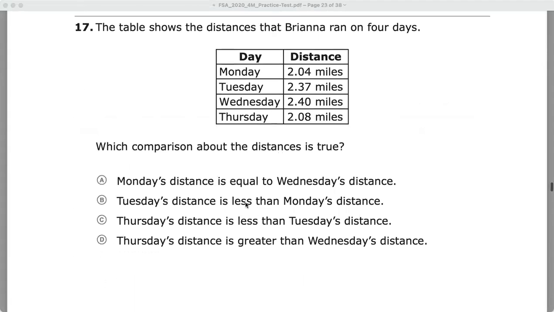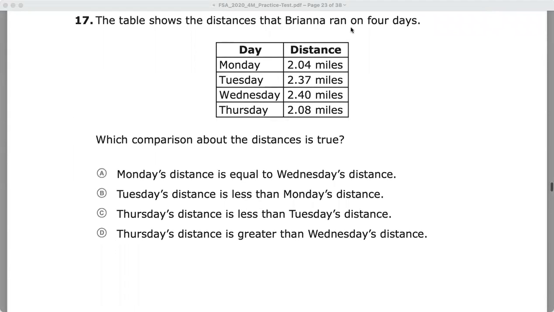All right, a table shows the distances that Brianna ran on 4 days: Monday, Tuesday, Wednesday, and Thursday. Which comparison about the distances is true? A says Monday's distance is equal to Wednesday's distance. So let's look at Monday and Wednesday. Monday is 2.04 miles. Wednesday is 2.4. Those are not equal, so A is not true.